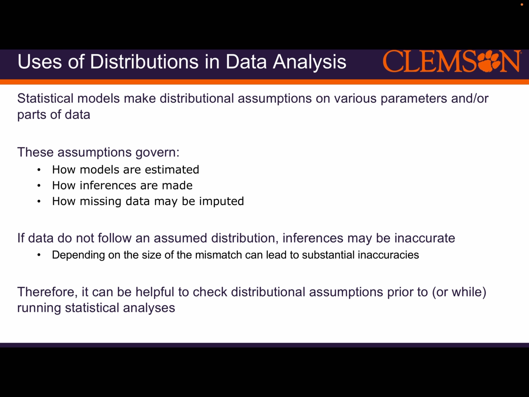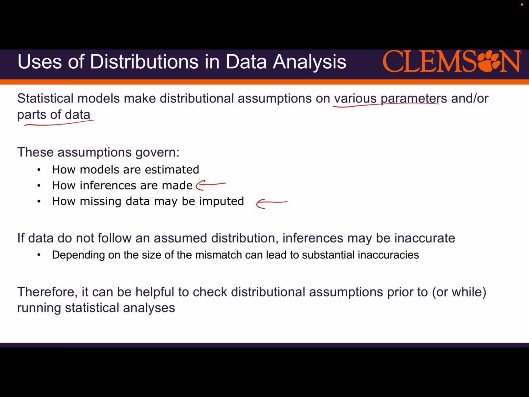All right, so the statistical models themselves make distributional assumptions based on various parameters and or parts of data. In terms of parameters, we're talking about, like in a linear model, the regression coefficients themselves, or parts of data. That might be the outcome variable. It might be some of the values of the predictors. And these assumptions that are made govern how the models are estimated, how the inferences are made, basically what does it mean, what is statistical significance, and even how missing data might be imputed, right? So knowing about distributions is incredibly important because each of those topics that we will cover depends upon the type of distribution that you're using.